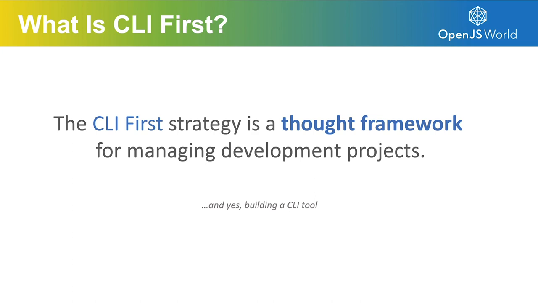The CLI first strategy is a thought framework for managing development projects. The main activity is prioritizing the design and evolution of a command line interpreter throughout the software development lifecycle. In simple terms, I'm going to show you how to develop a CLI tool that serves as the core of your app, both backend and frontend, and your workflow.